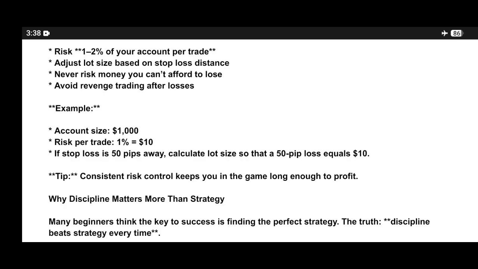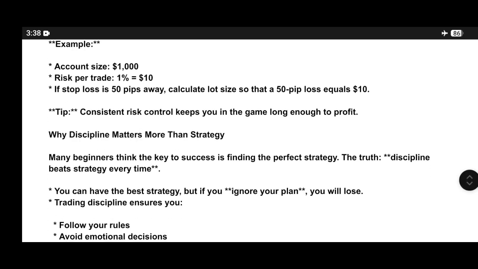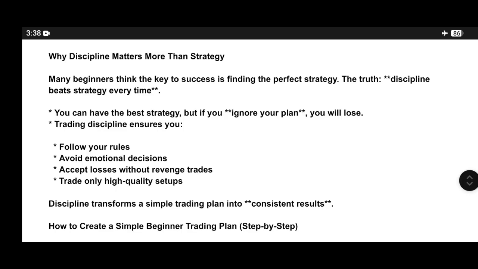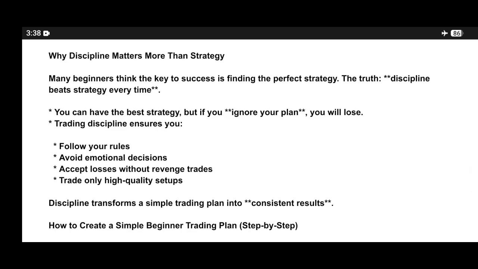Why discipline matters more than strategy. Number 1, many beginners think the key to success is finding the perfect strategy. But the truth is this: discipline beats strategy every time. You can have the best strategy, but if you ignore your plan, you will lose. Trading discipline ensures you follow your rules, avoid emotional decisions, accept losses without revenge trading, and trade only high quality setups. Are you getting me? Discipline transforms a simple trading plan into consistent results.